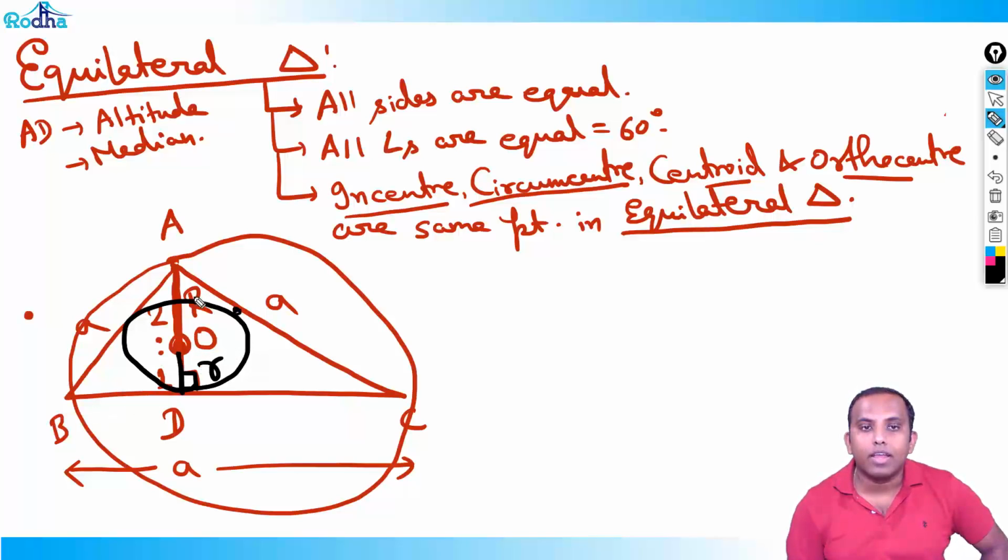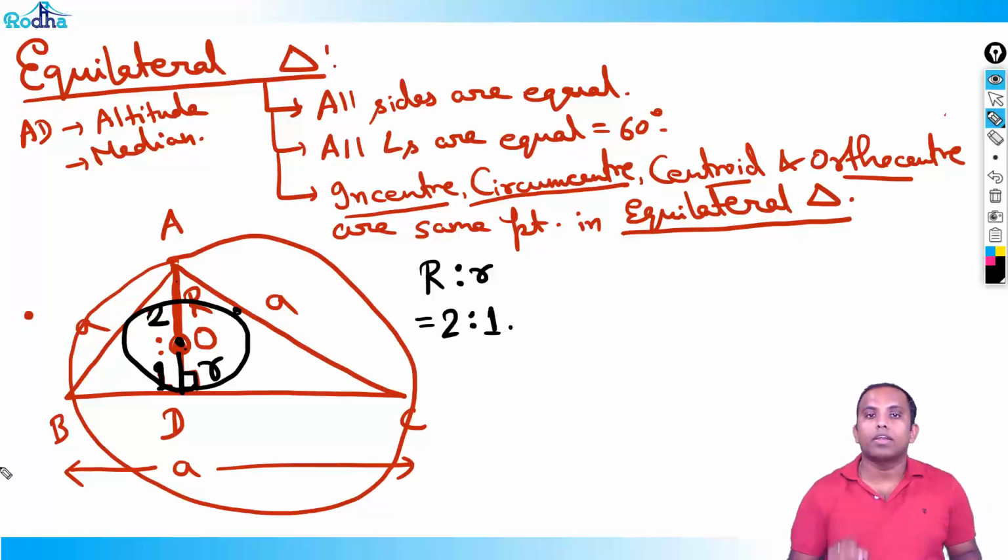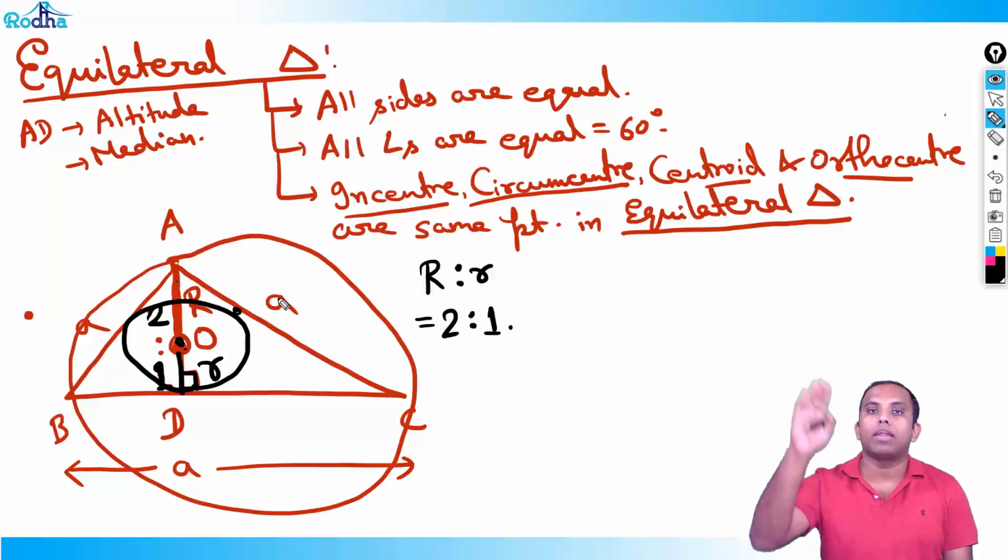So you can see here, capital R is 2, small r is 1, because it is the centroid, and the centroid divides the median in the ratio of 2:1. That means circumradius to inradius, the ratio is 2:1 in case of an equilateral triangle. Circumradius to inradius, what is the ratio? 2:1 in case of an equilateral triangle. Get these points in mind, right? You can draw an image in mind.